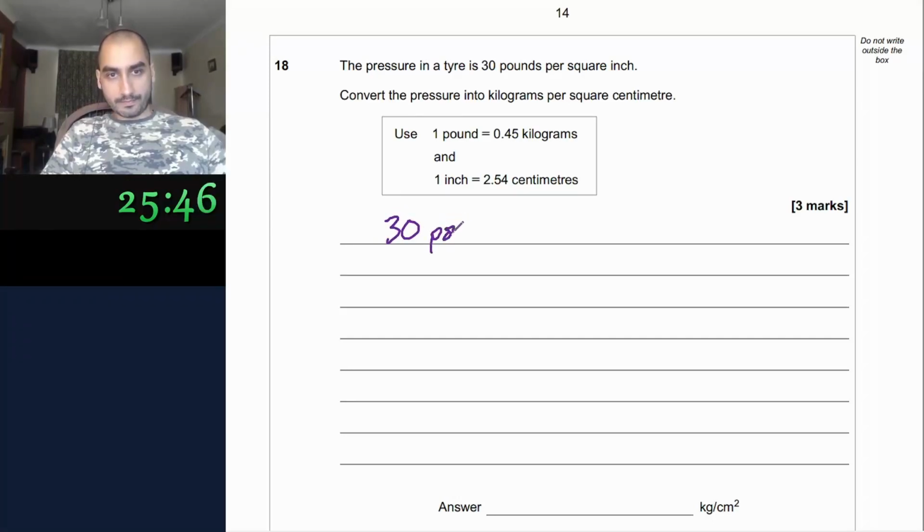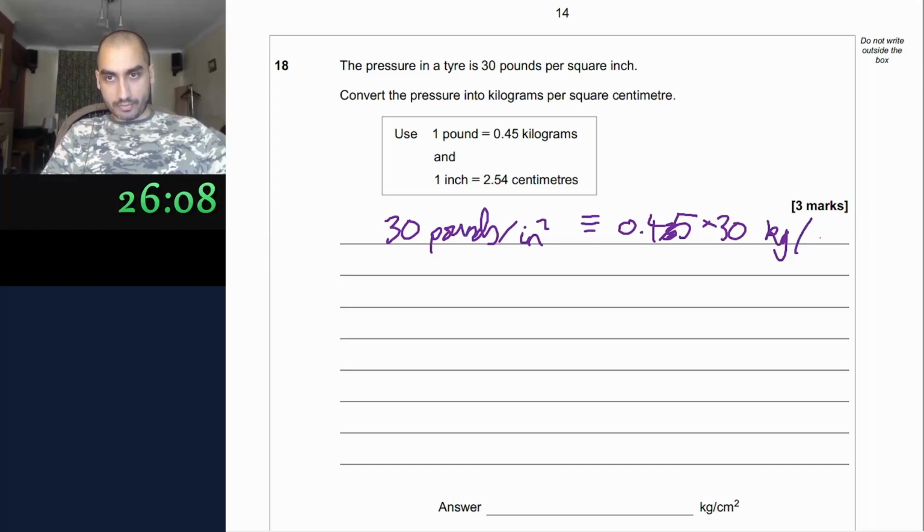30 pounds per inch squared is 0.45 times 30 kg per inch squared. Is that a nice number? Probably. $13.5.